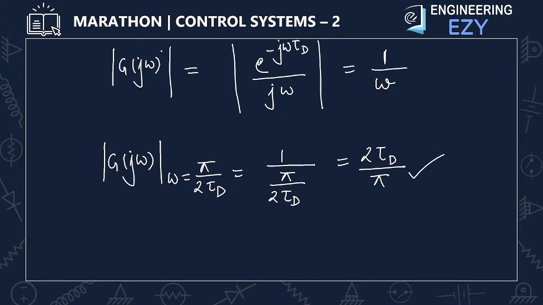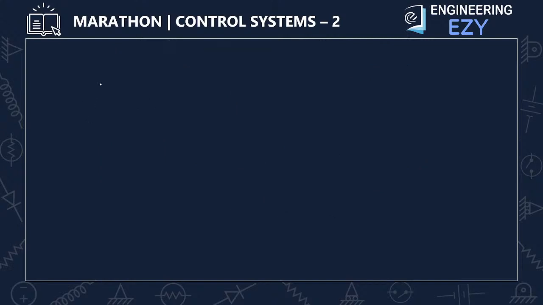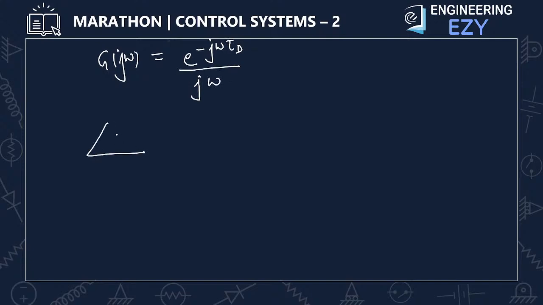Once you calculate the magnitude, now what is the phase angle? If I calculate the phase angle, G(j omega) is e to the power minus j omega tau d divided by j omega. So what is the angle of G(j omega)? Angle of G(j omega) is equal to minus omega tau d minus 90 degree. The angle of j omega is 90, and I am writing it in radian, because omega is given in radian, so instead of writing 90, I am writing it in radian.